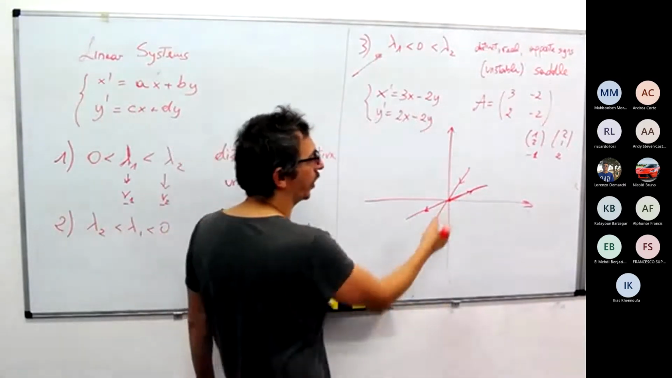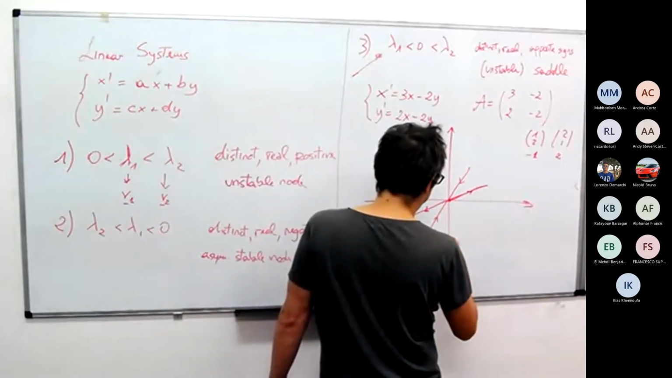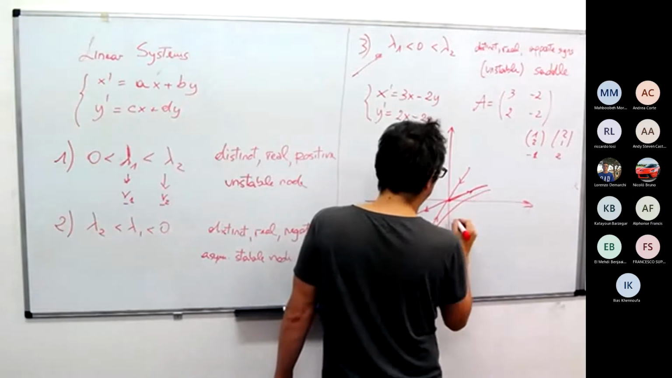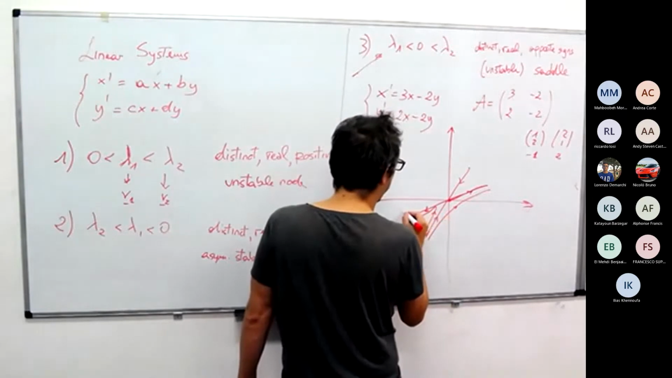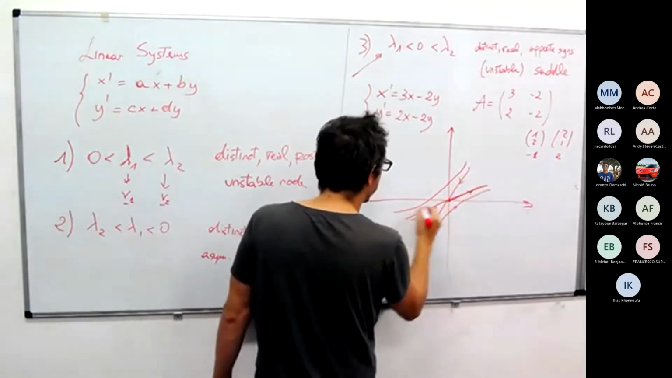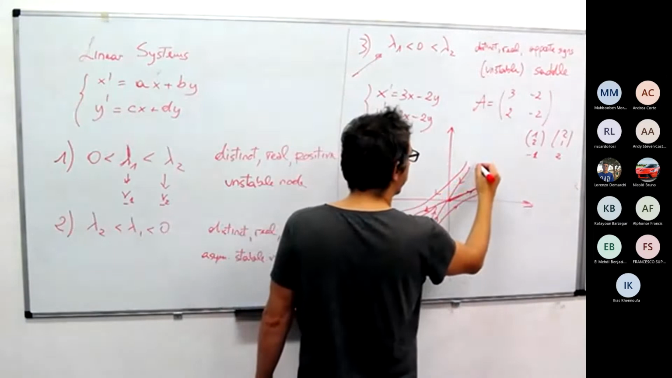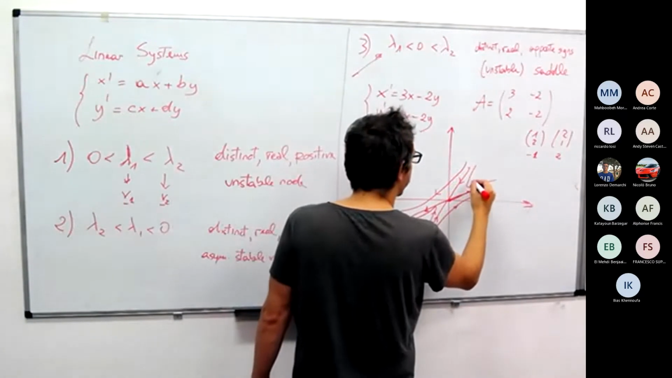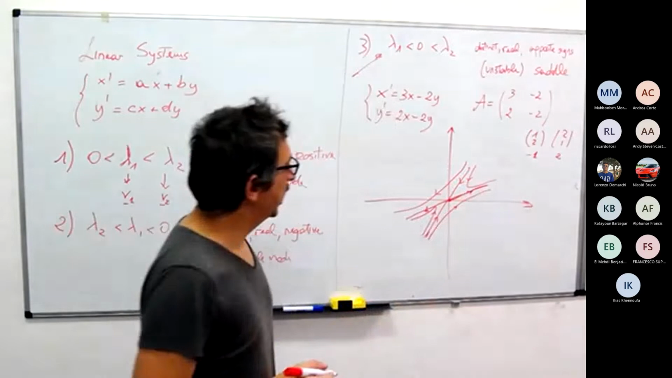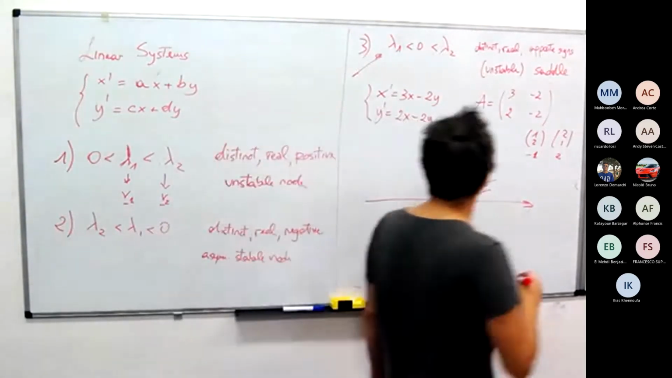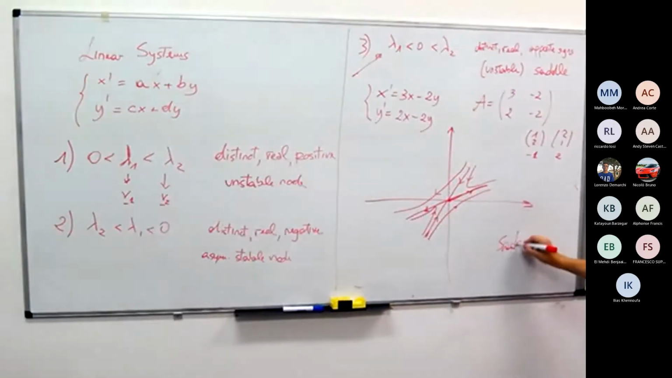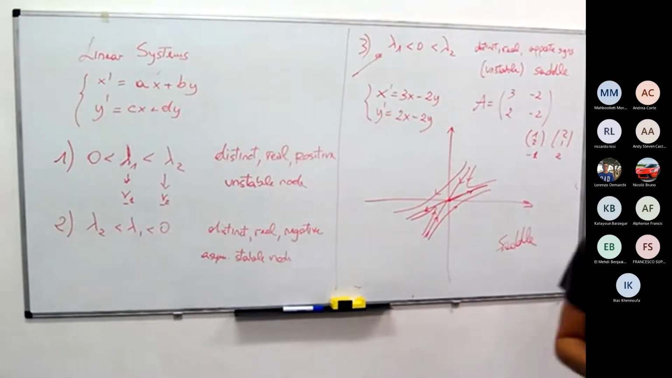So now what you have to do is just to complete. So orbits in this sector will go like this. Orbits in this sector will go like this. Orbits here will go this way, and orbits in this sector here will go like this. Here it is your sample. Any question?